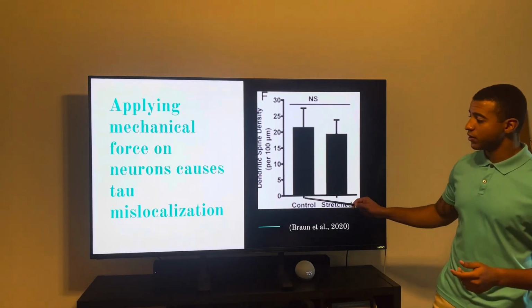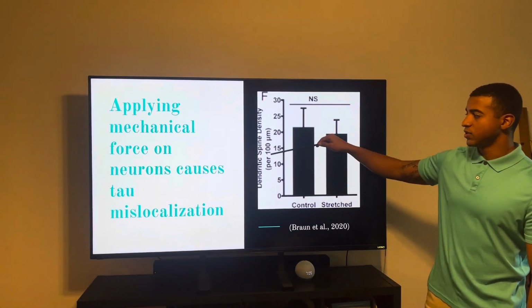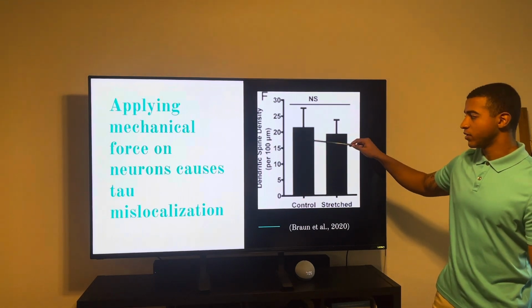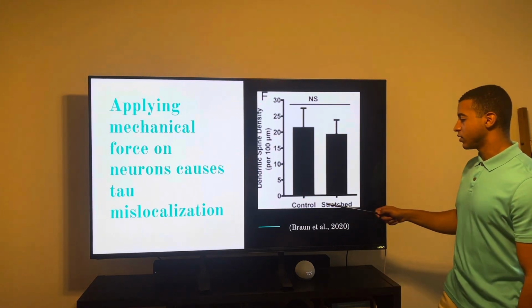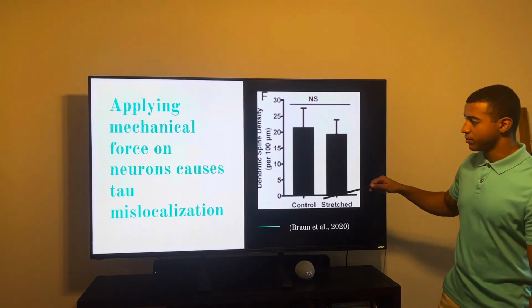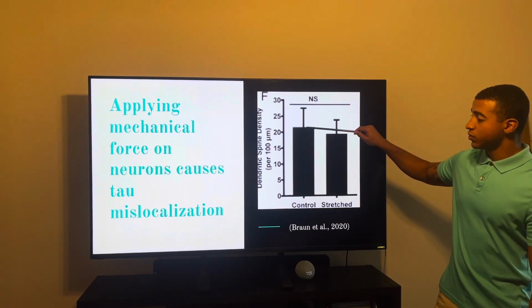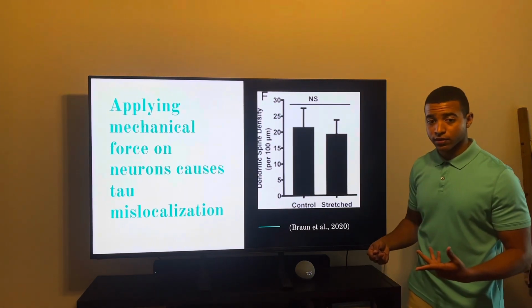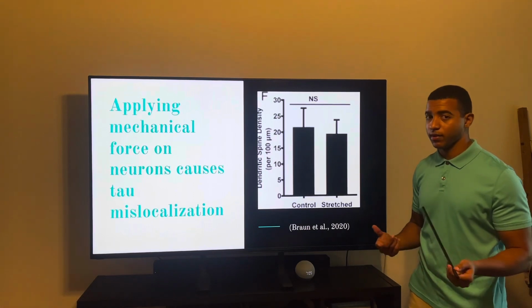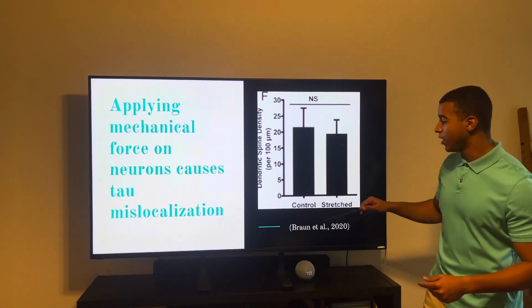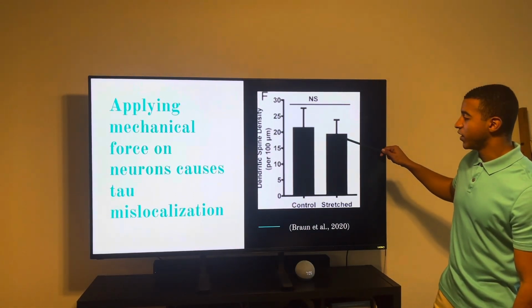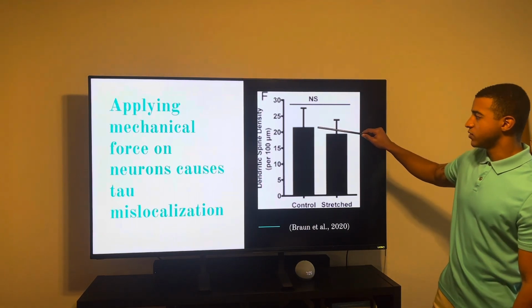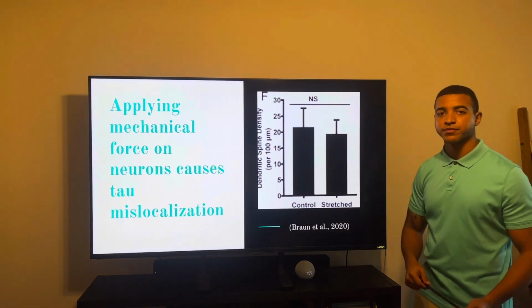As you see from this figure, the y-axis is the dendritic spine density, and these are the control group, no stretching, and the stretch group. They found that the control group had more tau on it, just with nothing happening. After they stretched the group, they found that the tau was mislocated, as you can see from the density dropping.